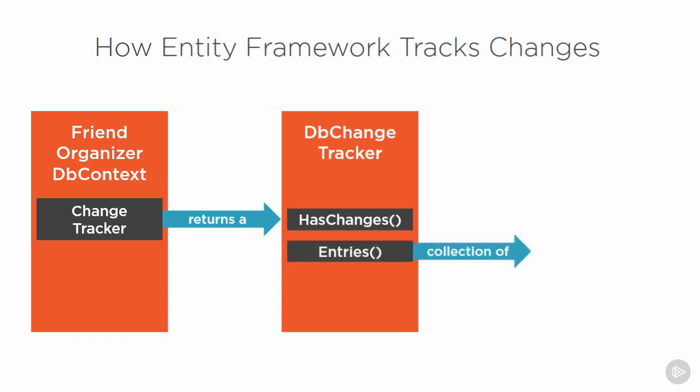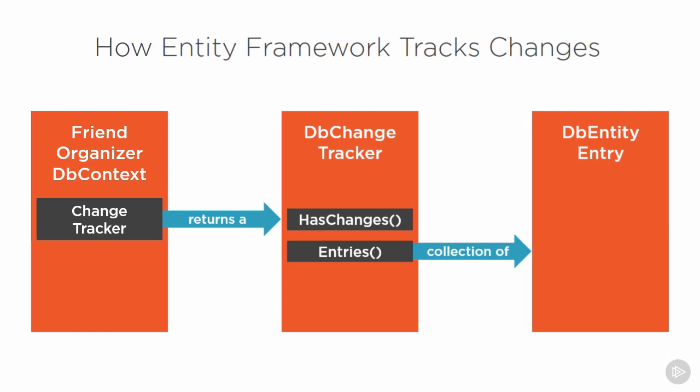This method returns a collection of DbEntityEntry. A DbEntityEntry has an Entity property that points to the entity for which it is used. So in our case, this will be a Friend instance because the Friend class is the only entity type that we have in the Friend Organizer application up to now. The DbEntityEntry instance has also a State property that is of type of the enumeration EntityState. That enumeration has the values Unchanged, Modified, Added and Deleted. It also has the value Detached if the entity is not tracked by the context.